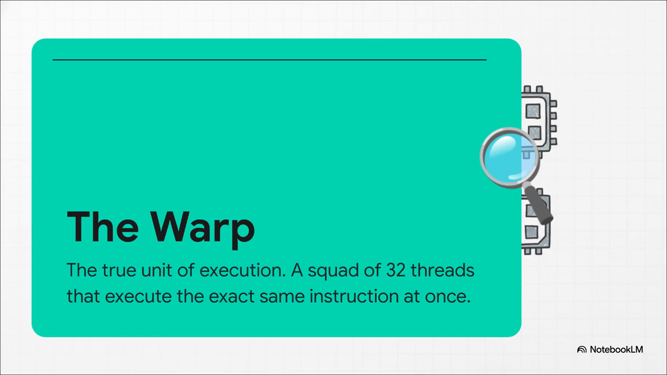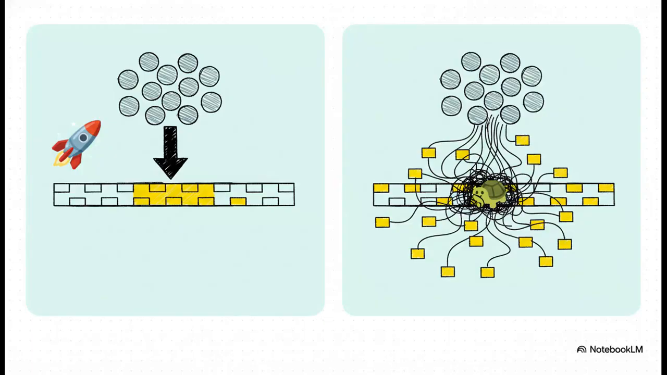And here's the kicker. All 32 threads in a warp are physically locked together. They execute the exact same instruction at the exact same moment. This is the true, fundamental unit of execution on the silicon itself. And this is why understanding warps is everything for performance.